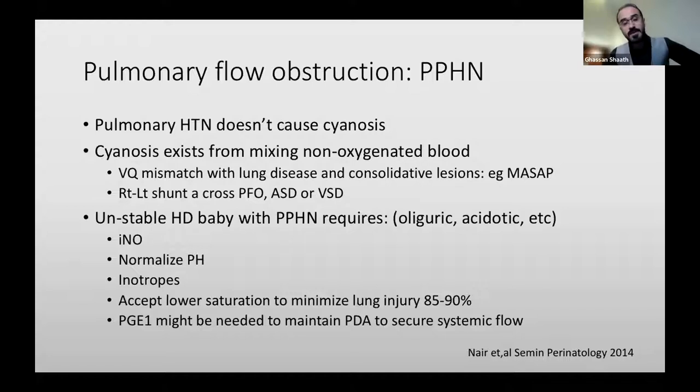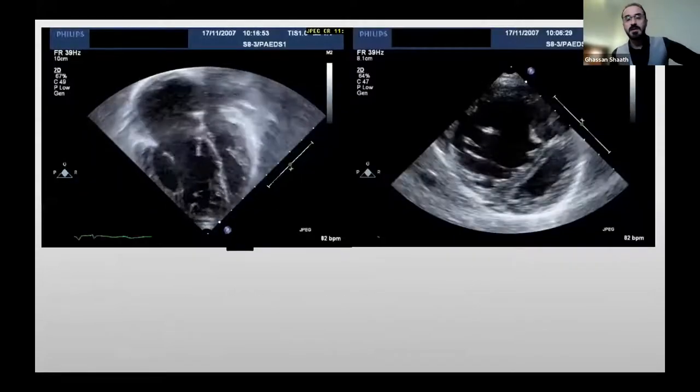Here, I want to emphasize this point: starting prostaglandin might be needed to maintain the ductus arteriosus, to maintain the systemic flow through the ductus. As far as the obstruction of flow from the lungs, the only exit for the pulmonary hypertension is through the PDA after we restore it, like after starting prostaglandin.